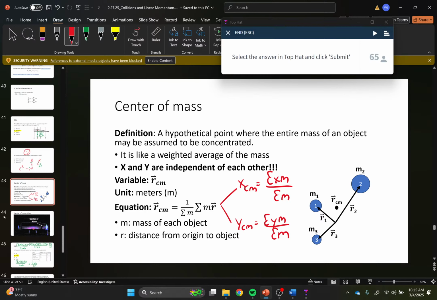I only have 2 problems on this, and I'm going to do both of them with you all next class. There are still good ones for you to practice on your own. One of them is finding the center of mass of the Earth and the Moon.